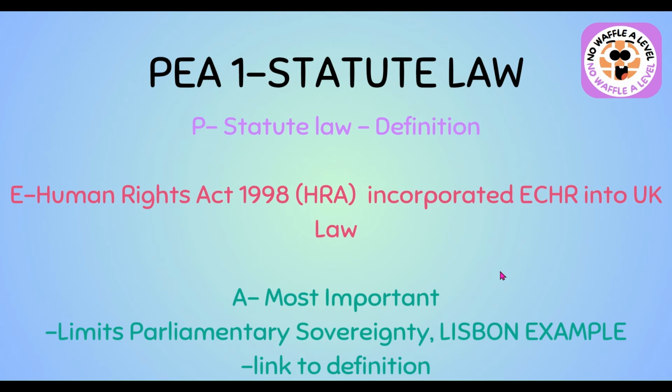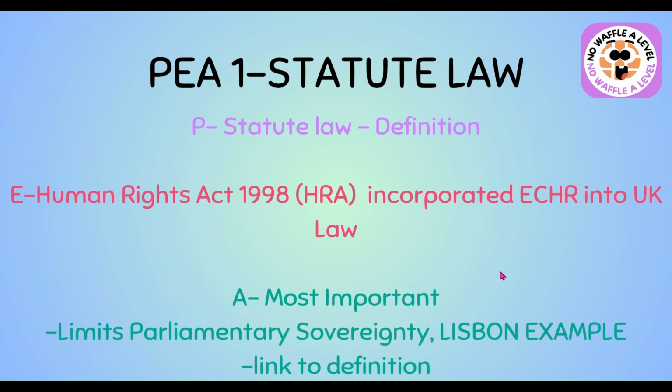So, the first one we're going to look at is statute law. When setting this out, the best thing to do would be to define statute law at the beginning. So, for example, statute law we know is any law that is passed by both parliamentary houses, so the House of Lords and Commons, and has received royal assent. For example, the Human Rights Act of 1998, which I've bracketed as HRA, has incorporated the ECHR, which is the European Convention of Human Rights, into UK law.